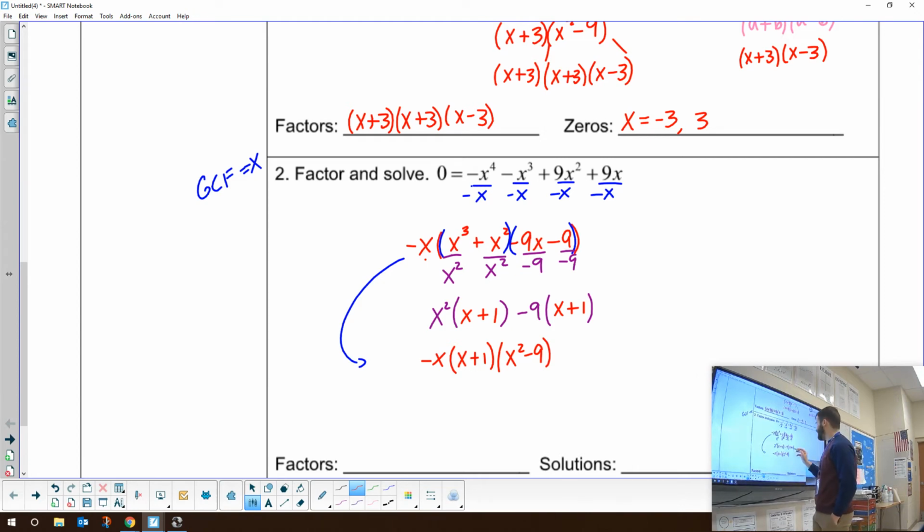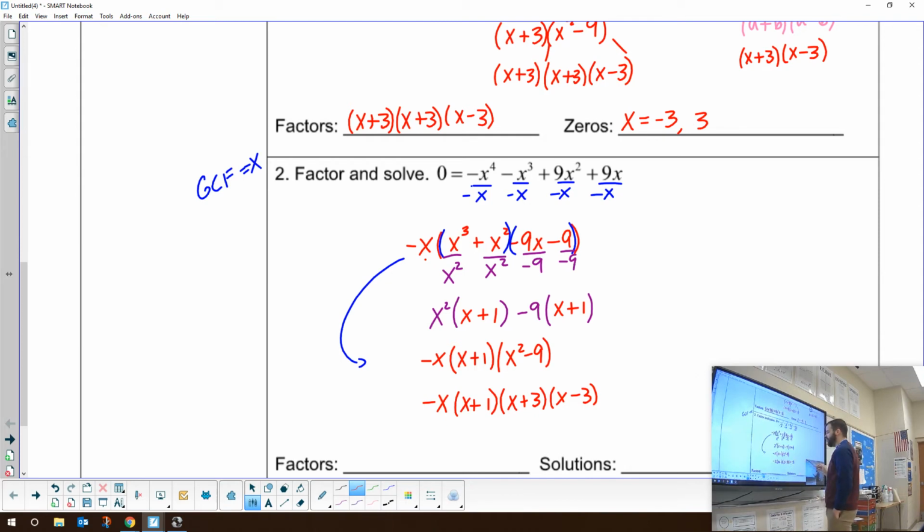Okay, now, x squared minus 9, I can still factor that. X squared minus 9, remember, that's the same thing as saying x plus 3 times x minus 3. Heck, we just did that on our last problem, right?